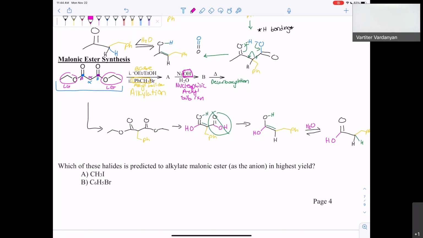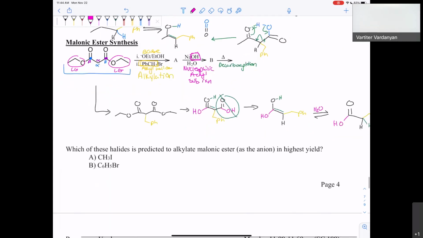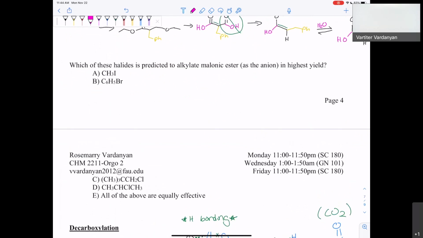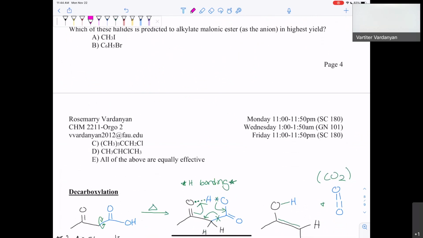Any other questions? Cool. So someone please remind me, the alkylation part of these two reactions, what kind of mechanism was it? SN2-like. So he could ask you a question like this, which again, I don't know why the formatting got so messed up, but whatever. So which of these halides is predicted to alkylate a malonic ester as the anion in the highest yield? What the heck, right?